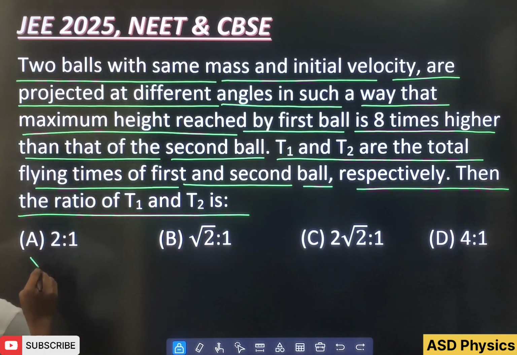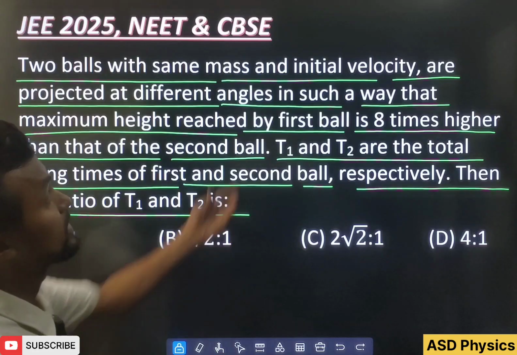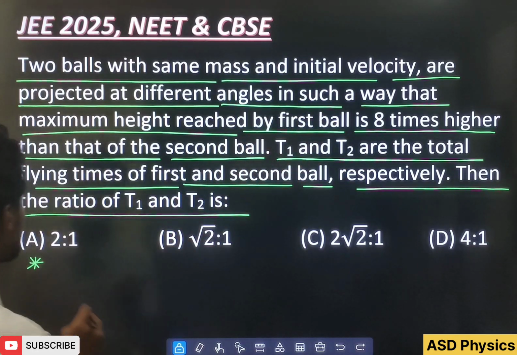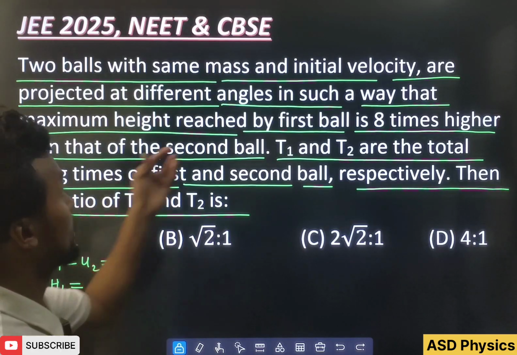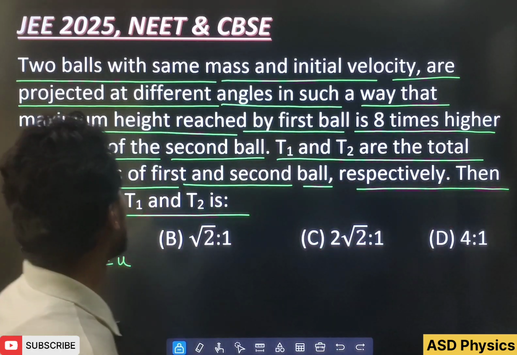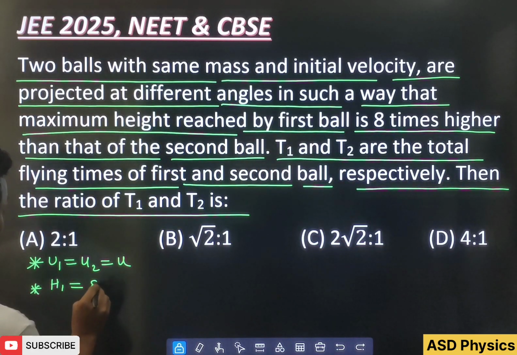So in this question, as they told you very well, initial velocities, which means initial speed, as I have told you. So u1 equal to u2 equal to u. After that, they are telling that h1 is 8 times higher than the second ball. So h1 equal to 8h2. This they are giving, and they are asking the ratio of T1 and T2.